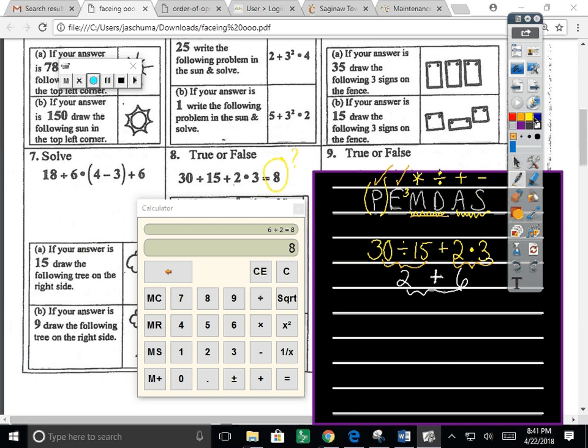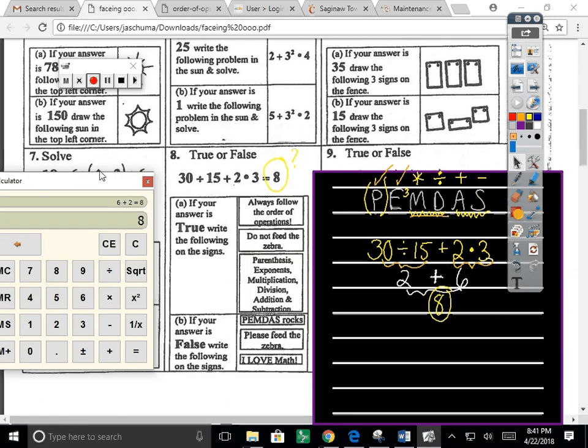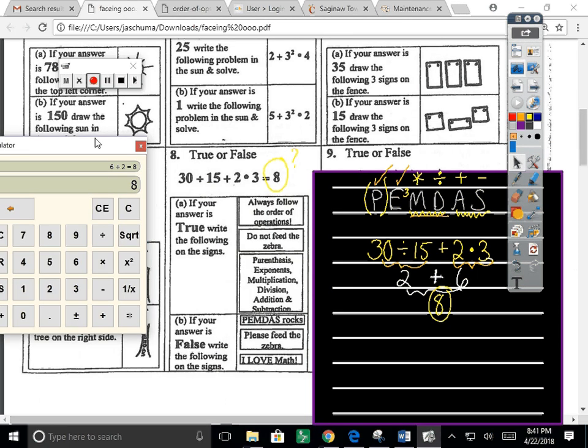Now, keep in mind, they might not have asked for the final answer. They actually asked, will I get a true statement? So take a look. Hey, I got an 8. They have an 8. The results look the same. That means that I just proved they are true. This is correct. So for part A, I circle this one.